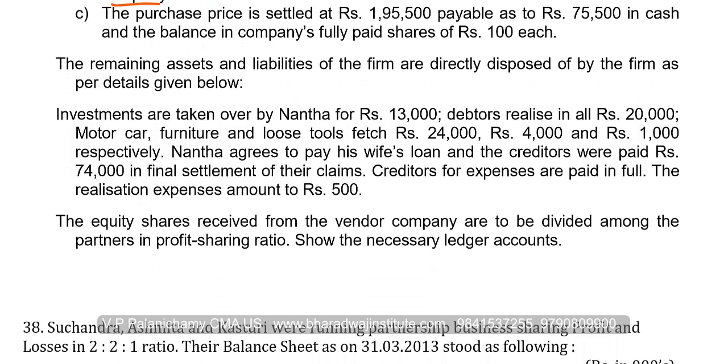Investments are taken over by Nanda. Debtors realized 20,000. Motor car, furniture, loose tools fetched 24,400. Nanda agrees to pay his wife's loan. Then creditors were paid at what? 74,000 for final settlement of claims. Creditors for expenses are paid in full.